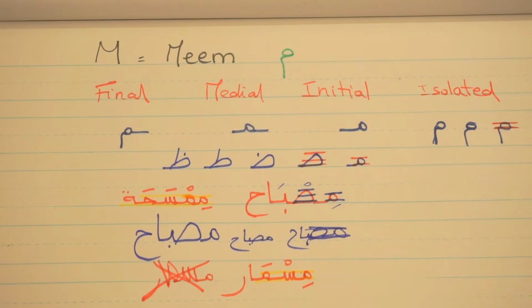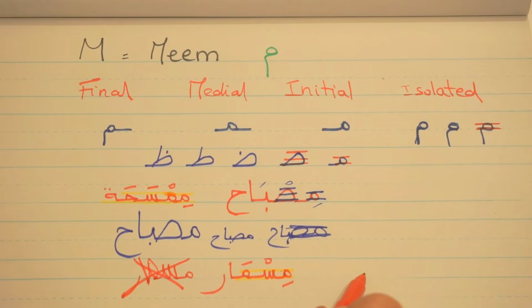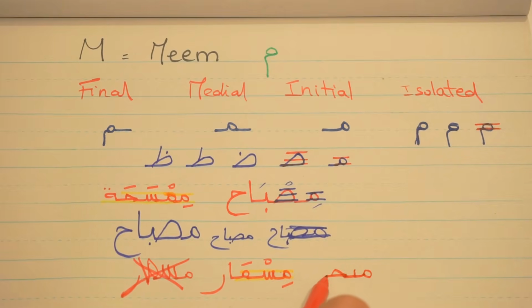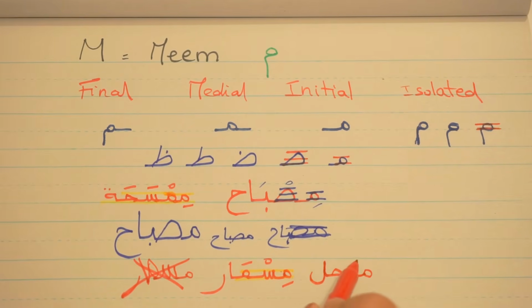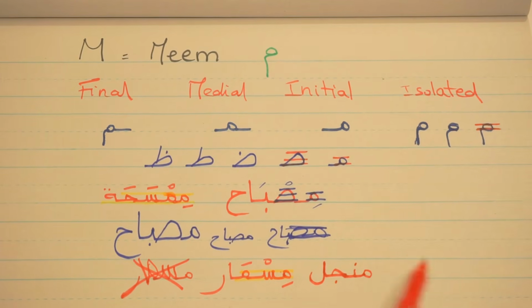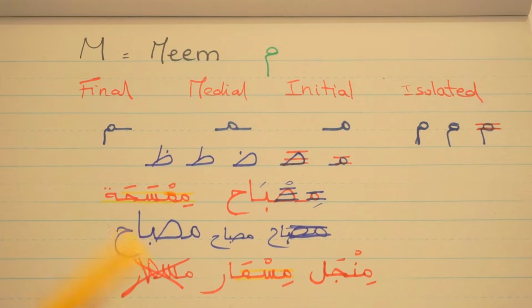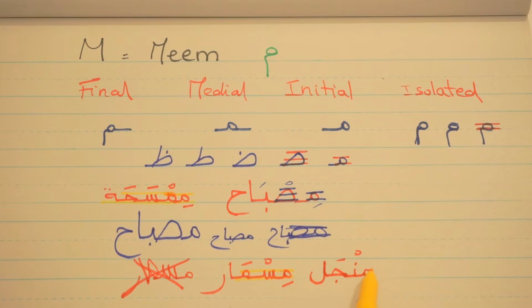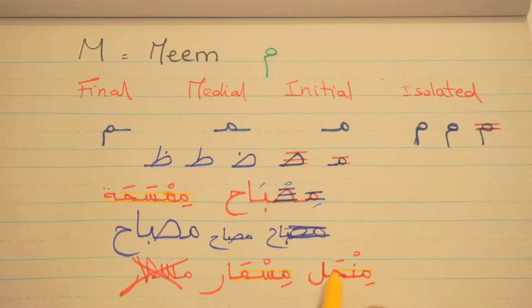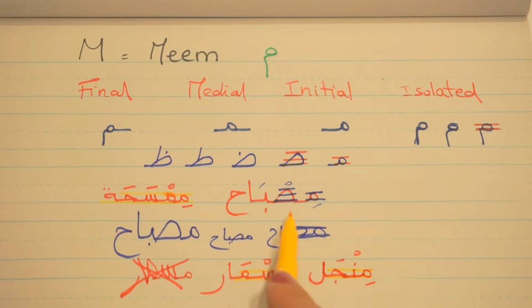Let me give you another word. Minjal. Same thing we said. Even with the noon or with ta, you have to keep them all on the same level. Lam and alif are always the same height.